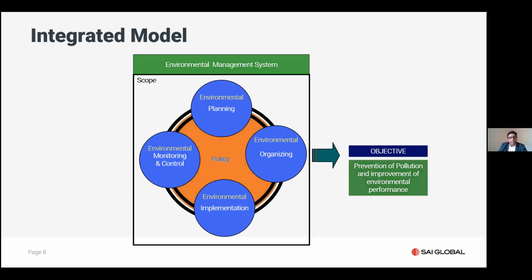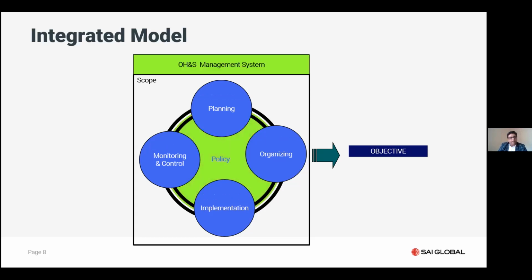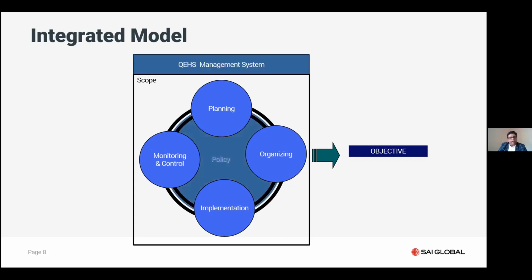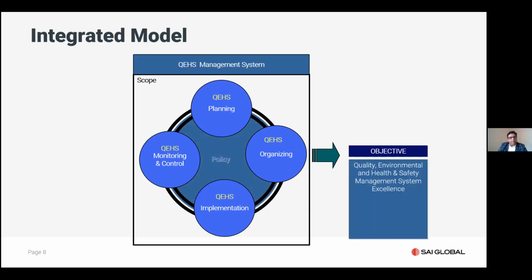If we go one step further, if we apply that for a health and safety management system, the objective will be minimizing accidents and improving safe working conditions. And if we integrate it, the objective is quality, environmental, and health and safety management system excellence. So we can keep integrating it with other management systems to achieve our desired objectives.